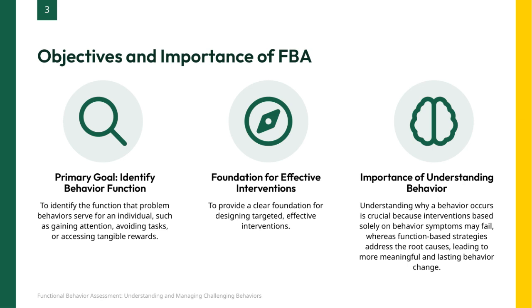The primary goal of functional behavior assessment, or FBA, is to identify the function that a behavior serves for an individual. This could be anything from gaining attention, avoiding certain tasks, or accessing tangible rewards. Understanding the specific purpose behind the behavior is key. Once we know the function, we have a solid foundation to design targeted and effective interventions. This means we can create strategies that are tailored specifically to address the underlying reasons of behavior, rather than just reacting to behavior itself.